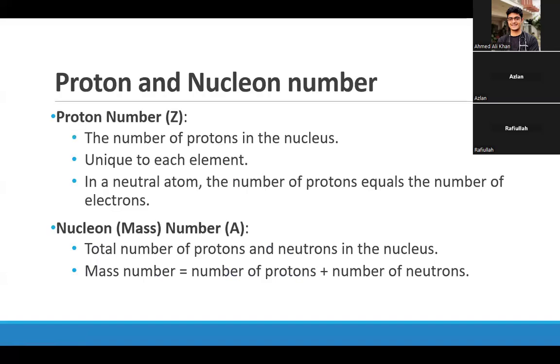So let's go over some of the important numbers when it comes to chemical elements. So we have the proton number and we have the nucleon number. What is another name for nucleon number? Nucleon number, mass number. Exactly. So the nucleon number, atomic mass, mass number, they're all the same thing. They're different names of the same thing.